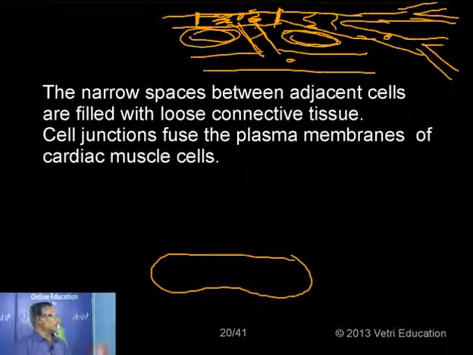So anyway, they are commonly called cell junctions. The cell junctions of the plasma membranes of the adjacent fibers fuse together. They help in the transport of materials across them. So cell junctions fuse the plasma membranes of cardiac muscle cells. That means the adjacent cardiac muscle cells are fused with one another.